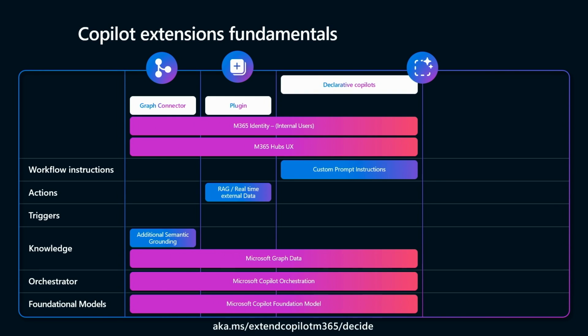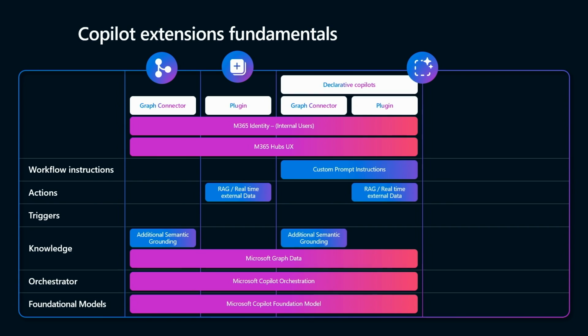What we announced new today is what we call declarative copilots. And a declarative copilot allows you to provide those custom work instructions to really tailor how your large language model works. And the nice thing about a declarative copilot is you can bring both plugins and Graph Connectors and bundle those in a declarative copilot alongside those custom workflow instructions. Now, all of these choices are on top of our stack. They're on our AI platform.